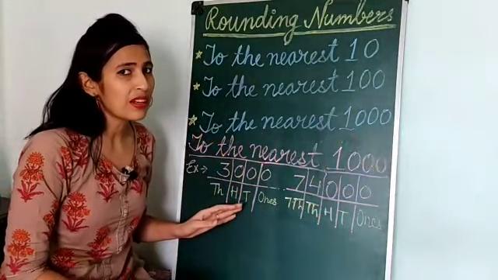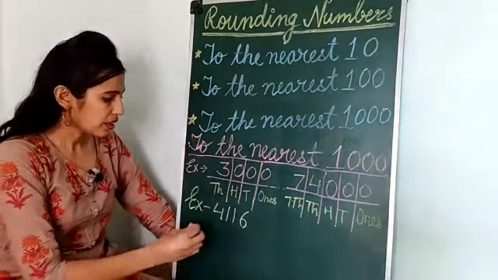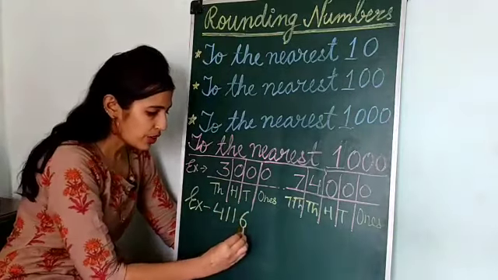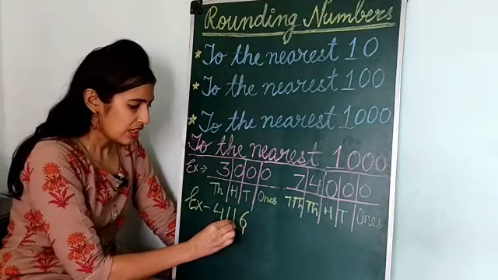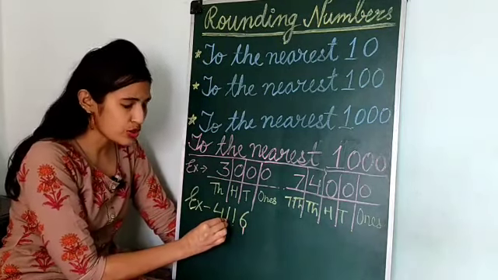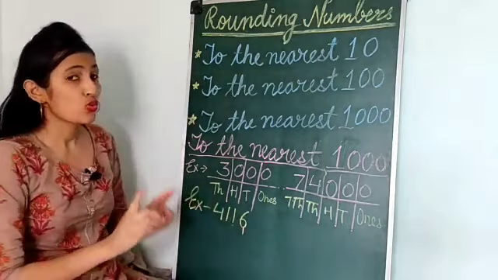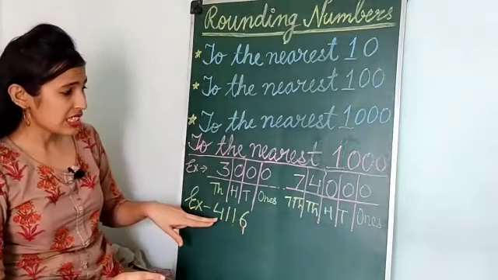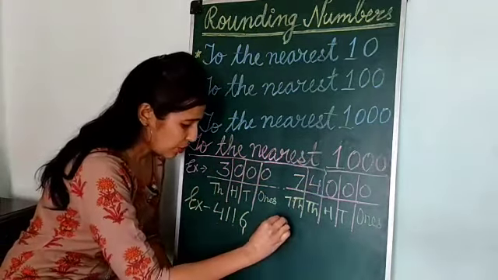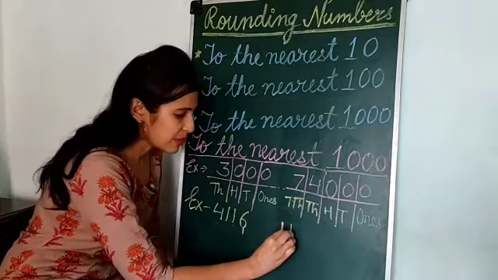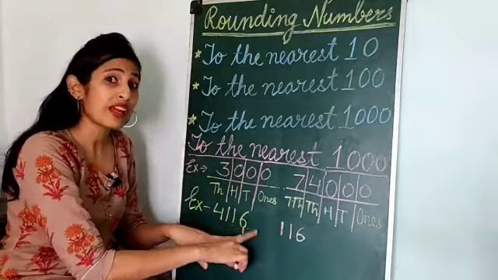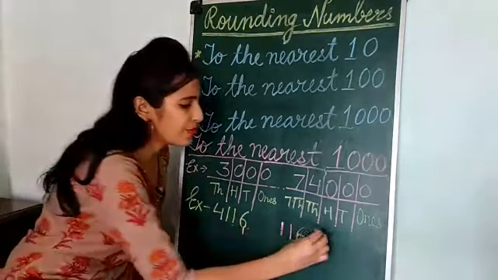Let's see another example of how to do this. Here the number is 4116. Here the ones place number is 6, the tens place number is 1 and the hundred place number is also 1. So when we round off these numbers to the nearest 1000, we have to take the hundred place number, tens place number and ones place number, and we have to compare these numbers to the number 500.